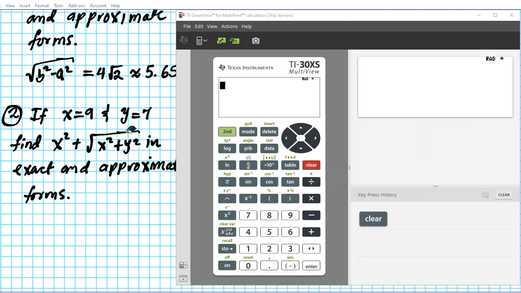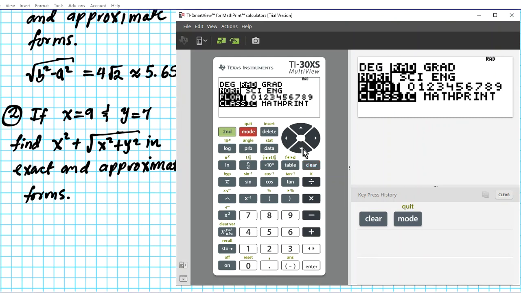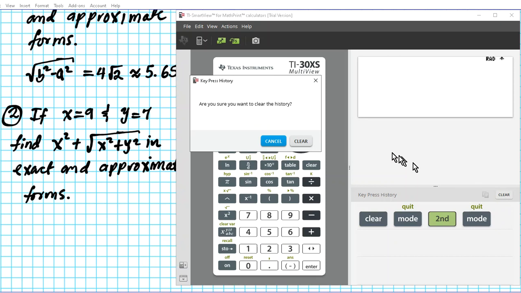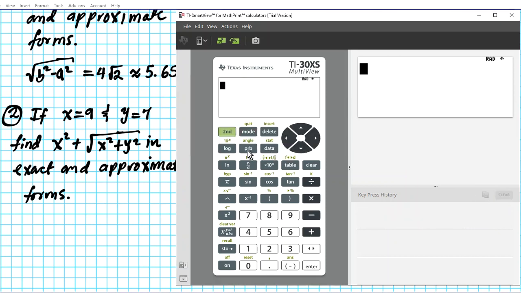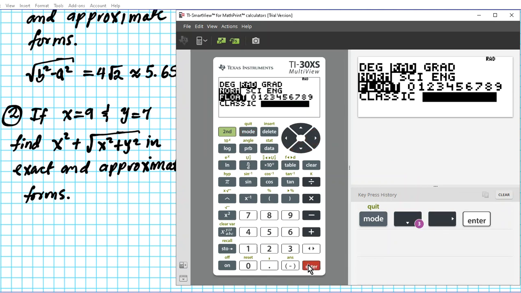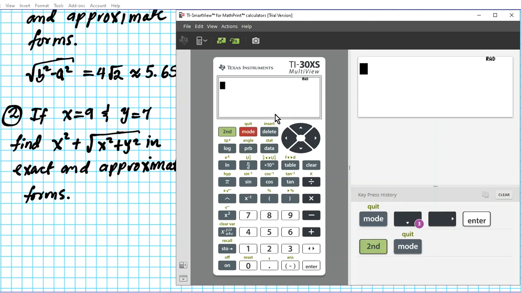Okay, so let's do the exact form first. So go to mode, and let me clear my history first so you can see the exact sequence of buttons that I'm pressing so you can follow perfectly. All right, so go to mode first and let's specify what format we want our answer. Math print means exact. Irrational outputs will not be expressed in decimal form, but will be expressed in its irrational form. All right, so we have the format together.